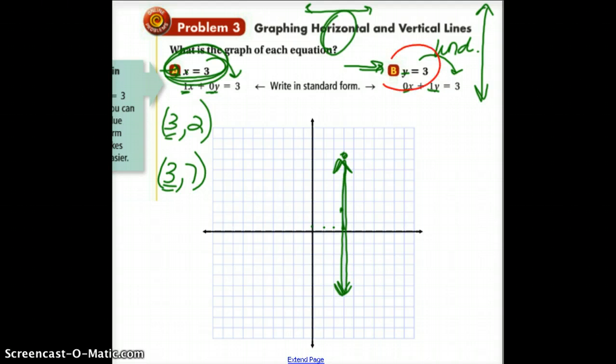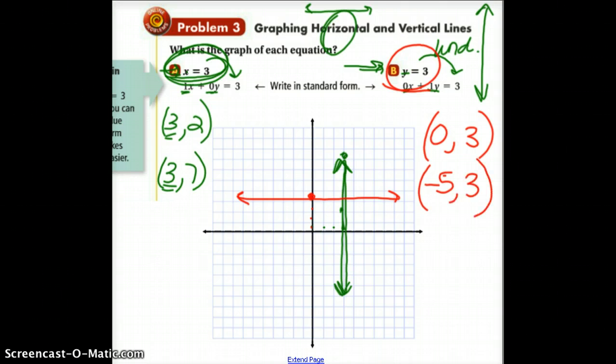Now, this one, y equals 3. This means for all values of x, y is 3. This produces a horizontal line. So if x was 0, y would be 3. 0, up 3. How about if x was negative 5? 1, 2, 3, 4, 5, up 3. Notice it's a point on the line. So something written y equals is a horizontal line. Let's practice.